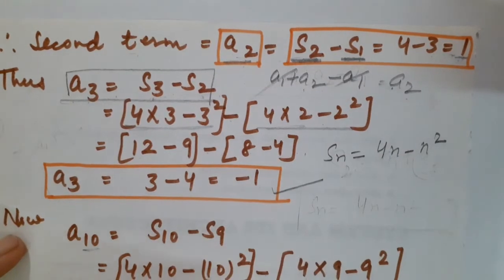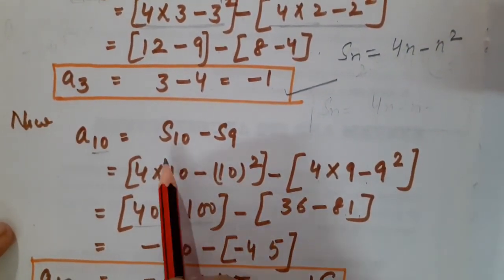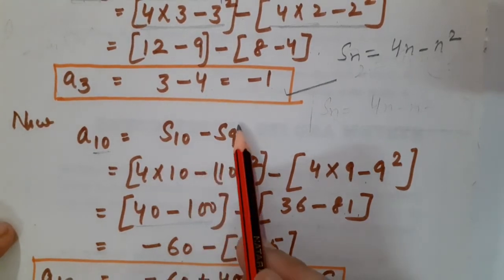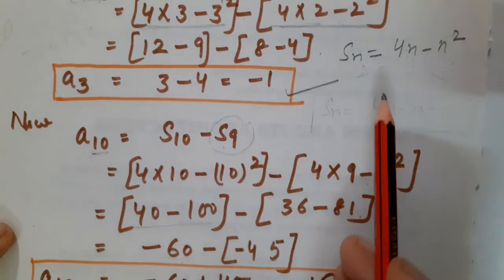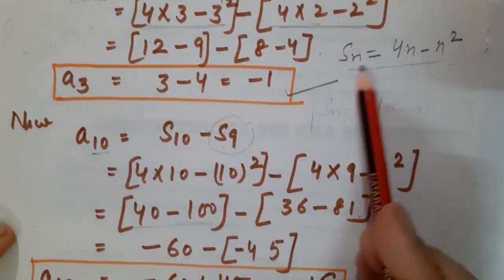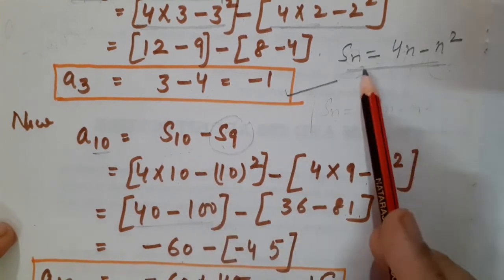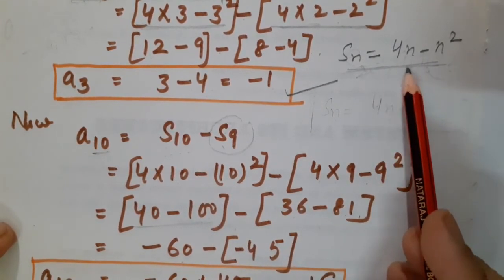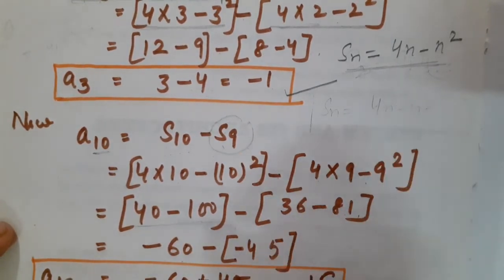Correct, student? In the same manner, if I have to calculate the 10th term, it can easily be calculated by subtracting S9 from S10. Correct? So just insert the value n is equal to 10 to calculate S10 and n is equal to 9 to calculate S9. Correct? This can be done easily by you.